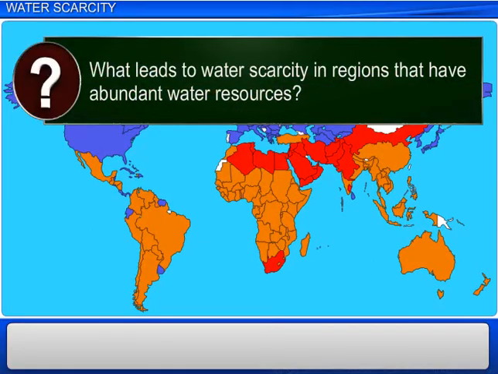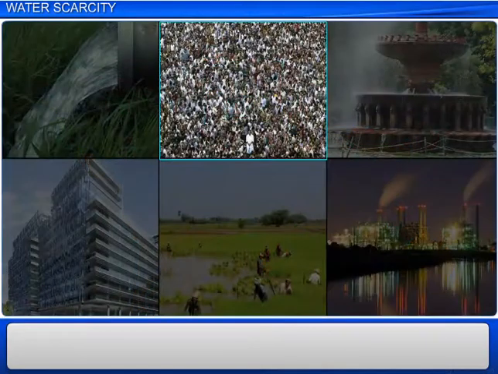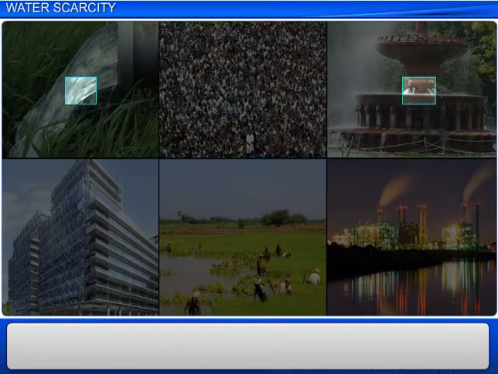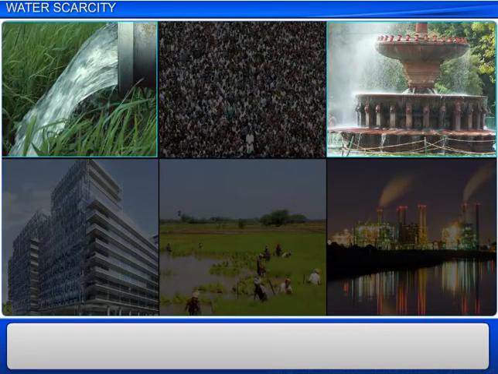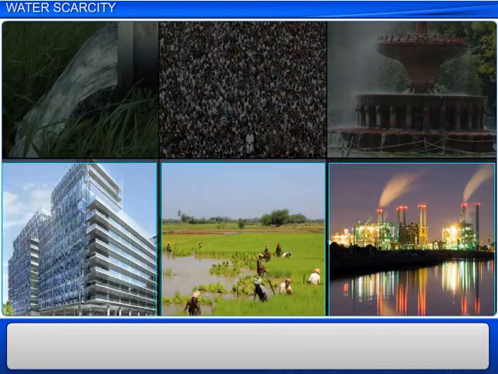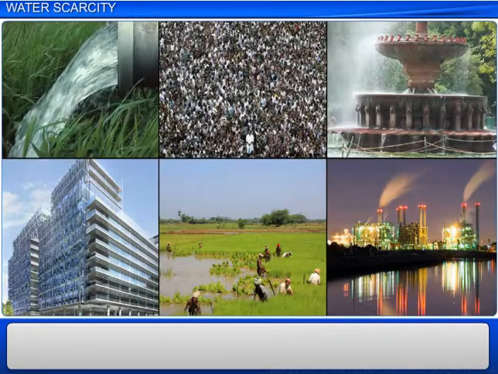What leads to water scarcity in regions that have abundant water resources? An increase in demand, unequal access to water, overexploitation, and contamination of existing water resources are the main factors that lead to water scarcity in regions with abundant water resources. Let us study these factors in detail.